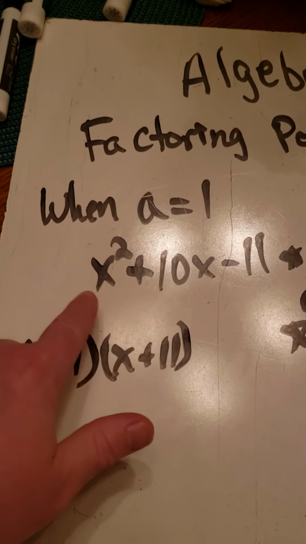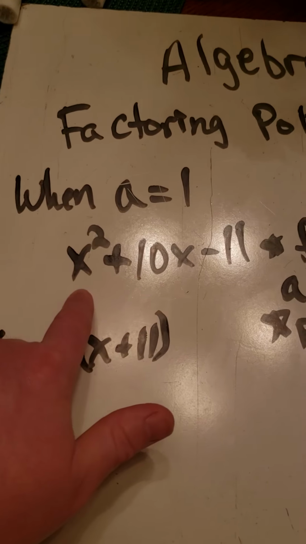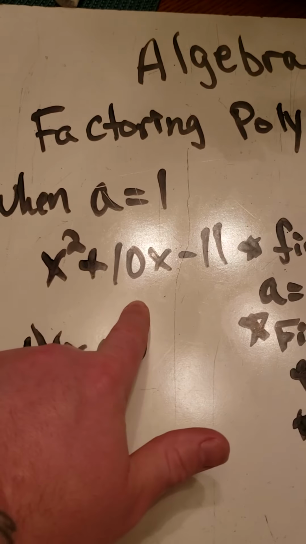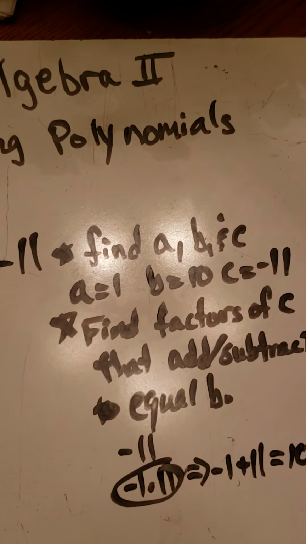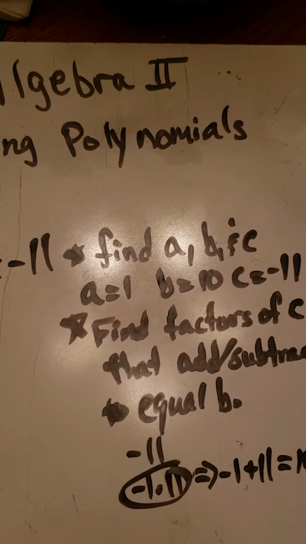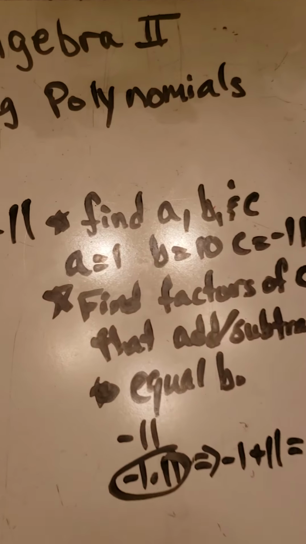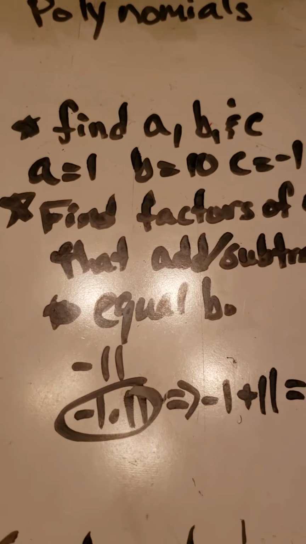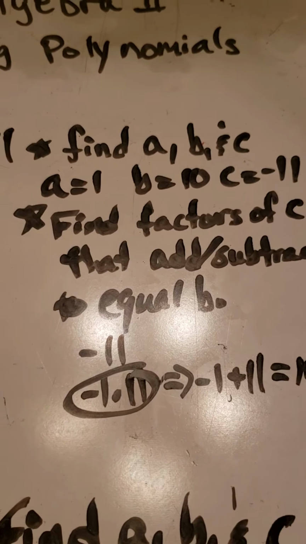We're going to have a trinomial here like we did for our area problems, because they're giving you the area. So we have x squared plus 10x minus 11. The first thing we have to do in all factoring problems is find a, b, and c. In this case, a is 1, b is 10, c is negative 11. Since a is 1, we need to just find factors of c that add or subtract to equal b.